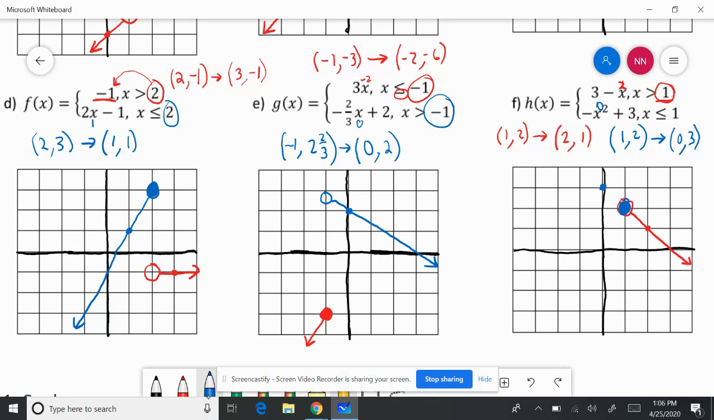So I'm going to pick another point. I'm going to pick negative 1. When I plug in a negative 1, negative 1 squared is 1, but there's a negative here. So that's negative 1. Plus 3 is 2. So it's going up. That's our vertex. Then it goes down. And that right there is my piecewise function.